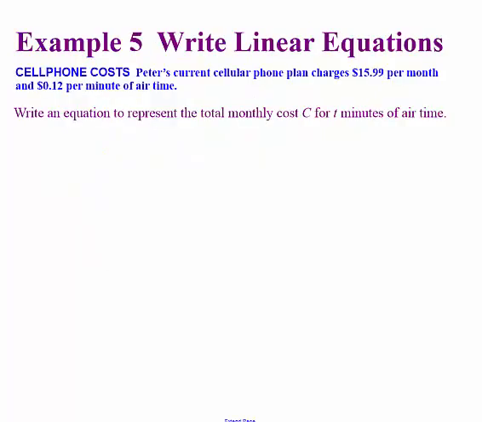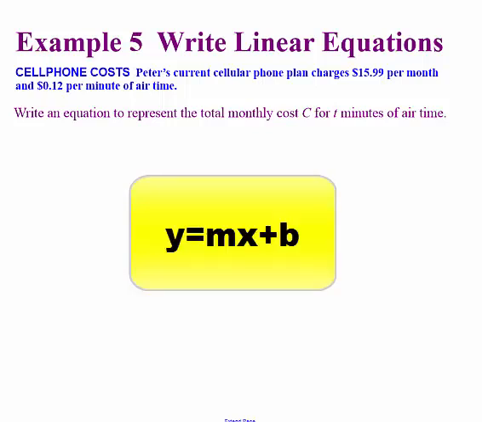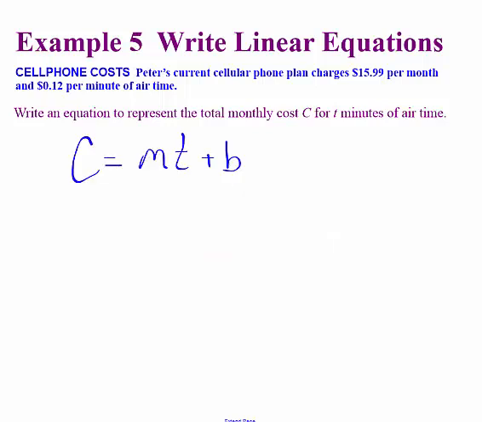Example 5. Write linear equations. This one is about cell phone cost. Peter's current cell phone plan charges $15.99 per month with 12 cents per minute of airtime. Write an equation to represent the total monthly cost C for T minutes of airtime. So if I think about my equation for slope-intercept form, we have y equals mx plus b. So I need to change my y to represent the cost C and my x to the letter T to represent the minutes of time. So I would have C equals m times T plus b.